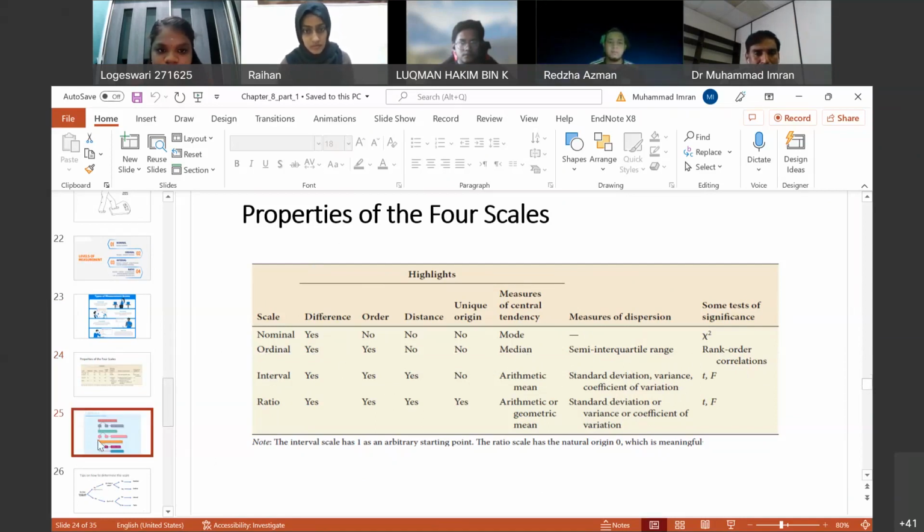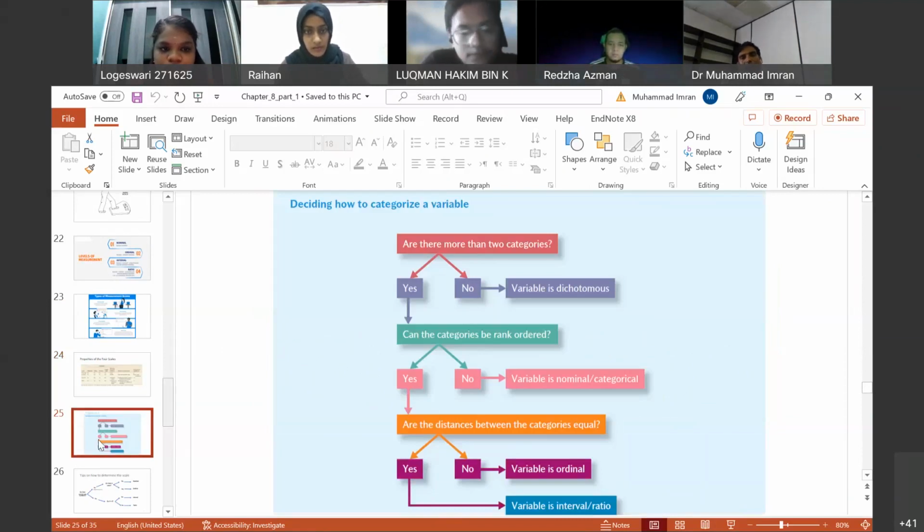Okay, let's discuss this one. Are there more than two categories? Deciding how to categorize a variable. This tree, these branches can help you. This sketch can help you. Are there more than two categories? No, then the variable is dichotomous, meaning only two categories. If yes, go further.